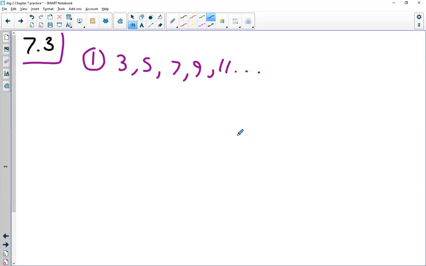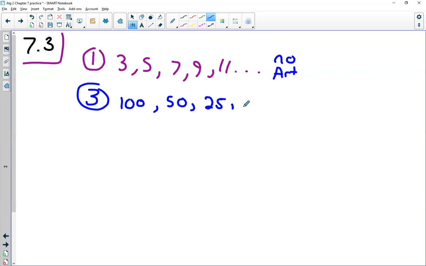So what about this one? Is this geometric? No. What is it? It's actually arithmetic. So no, it's not geometric. It's actually arithmetic. Let's talk about number 3. But let's look at 3.